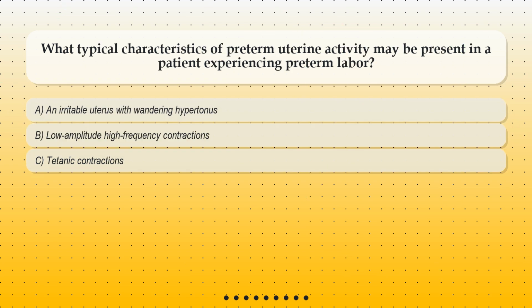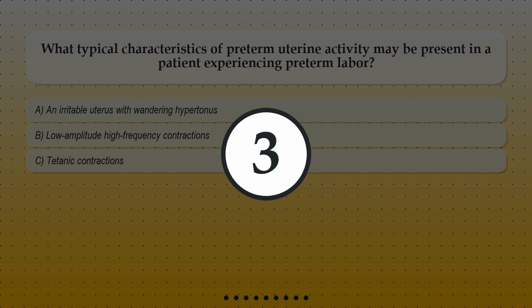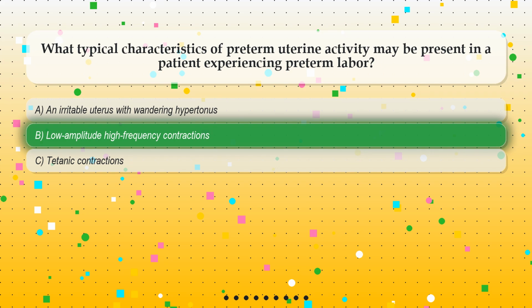Question 8. What typical characteristics of preterm uterine activity may be present in a patient experiencing preterm labor? Option A, an irritable uterus with wandering hypertonus. Option B, low amplitude high frequency contractions. Option C, tetanic contractions. The correct answer is option B, low amplitude high frequency contractions.